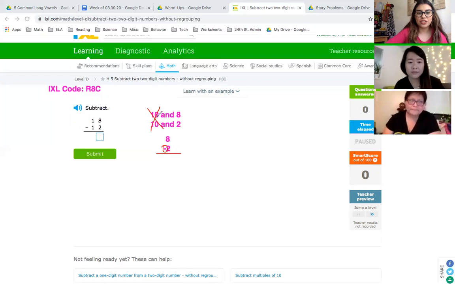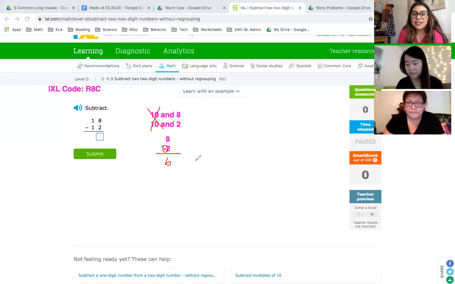I really enjoyed this of you decomposing and then realizing that there are two numbers that are the same, and when we subtract two numbers that are the same value, it equals 0. So that was a great noticing that you made. So our answer is 6, right?